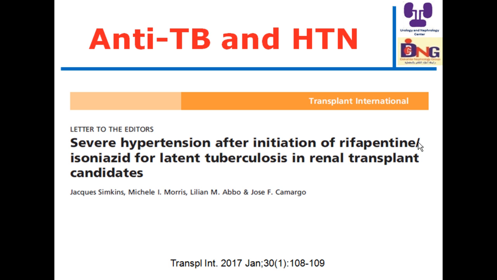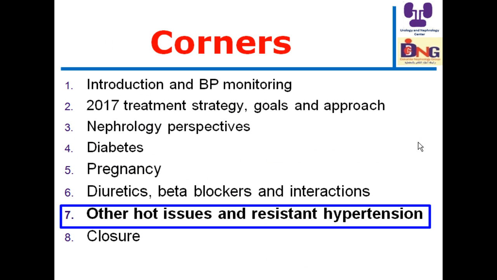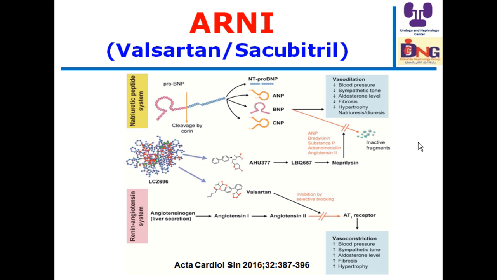All these should be kept in mind for monitoring of blood pressure and adjusting the dose. Other issues regard the relatively new class of treatment, the angiotensin receptor neprilysin inhibitor, sacubitril valsartan. Valsartan is the ARB molecule, and sacubitril is a neprilysin inhibitor. Sacubitril inhibits neprilysin. Where is neprilysin?